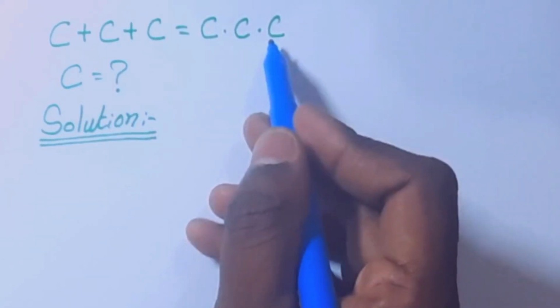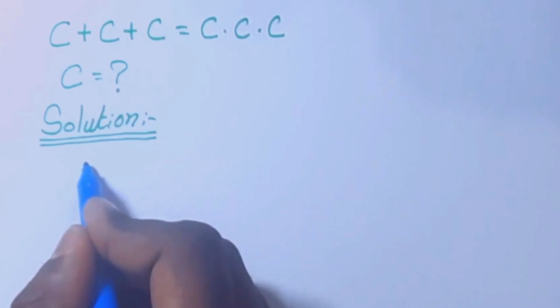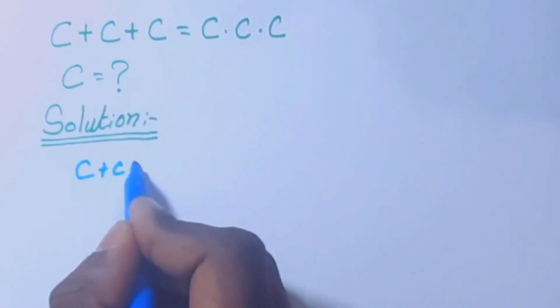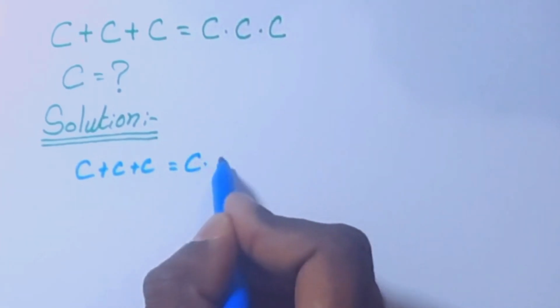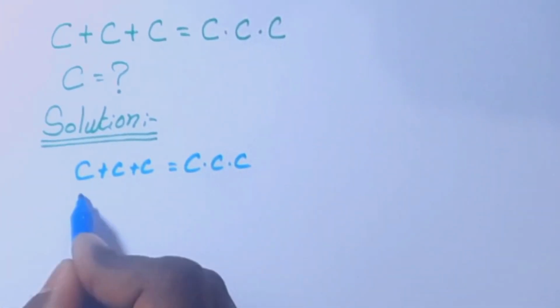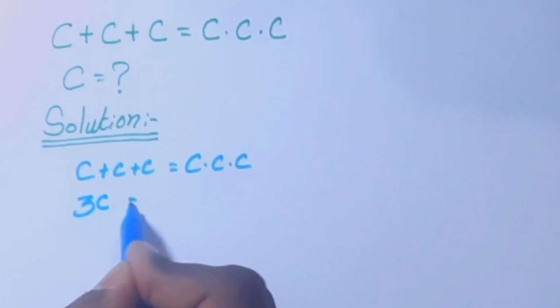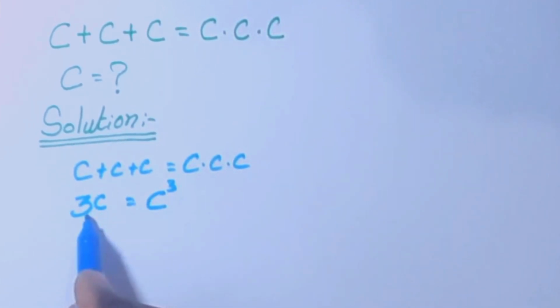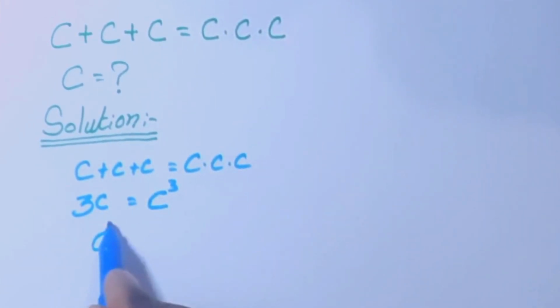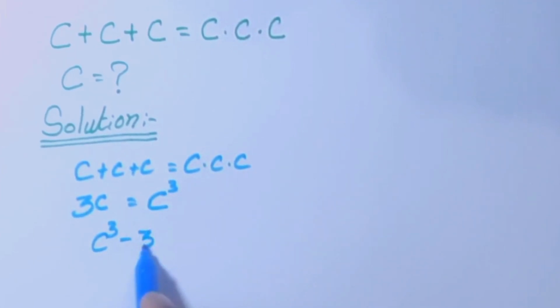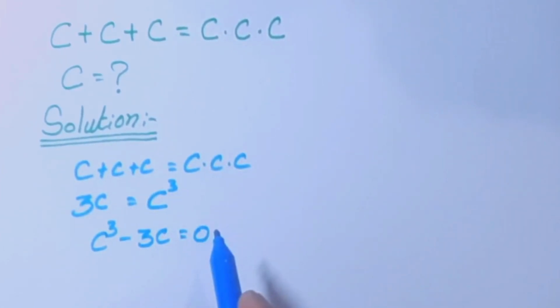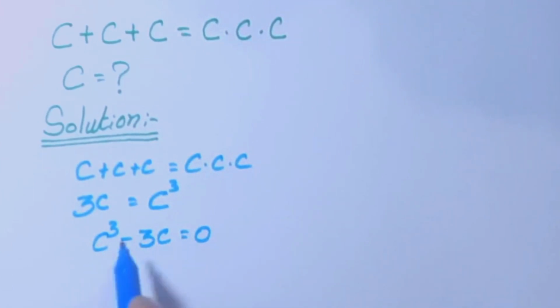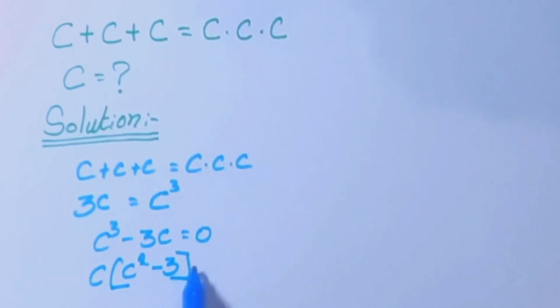Today we are going to solve this equation to find the C value. Solution: C plus C plus C equal to C times C times C. So 3C equal to C cube. Now we are moving this right hand side. So C cube minus 3C equal to 0. Now we are going to take 1C common from this. So C open bracket C square minus 3 close the bracket equal to 0.